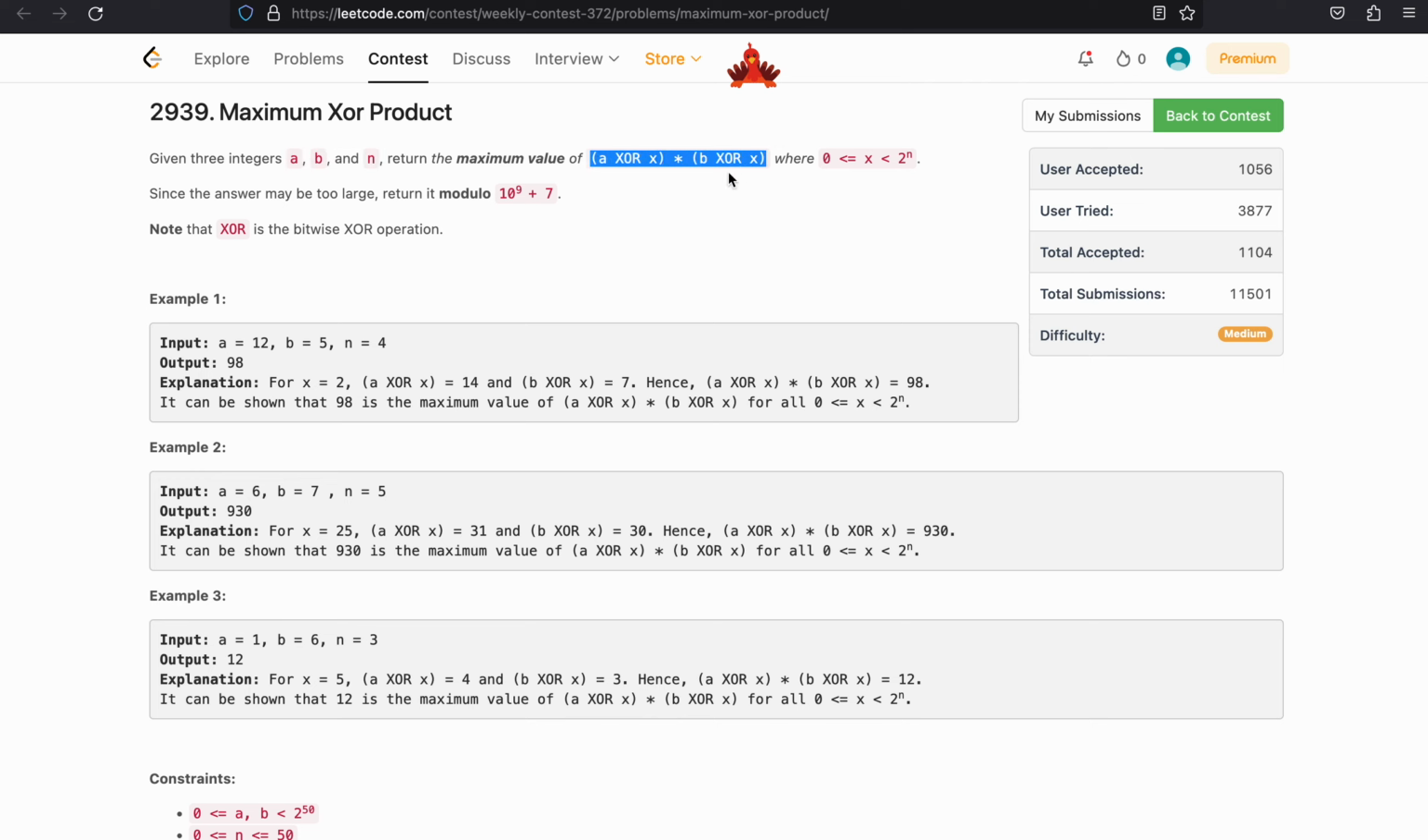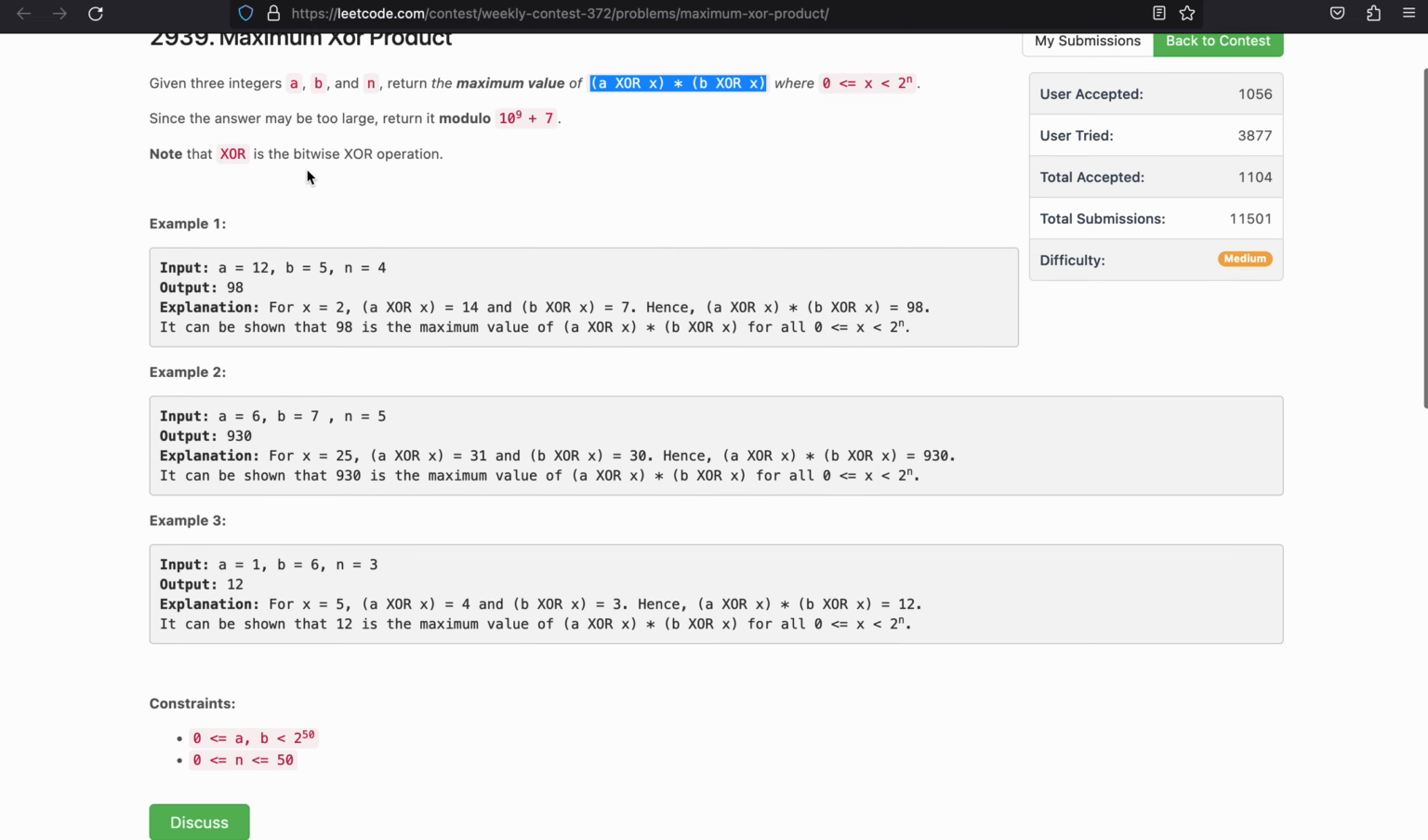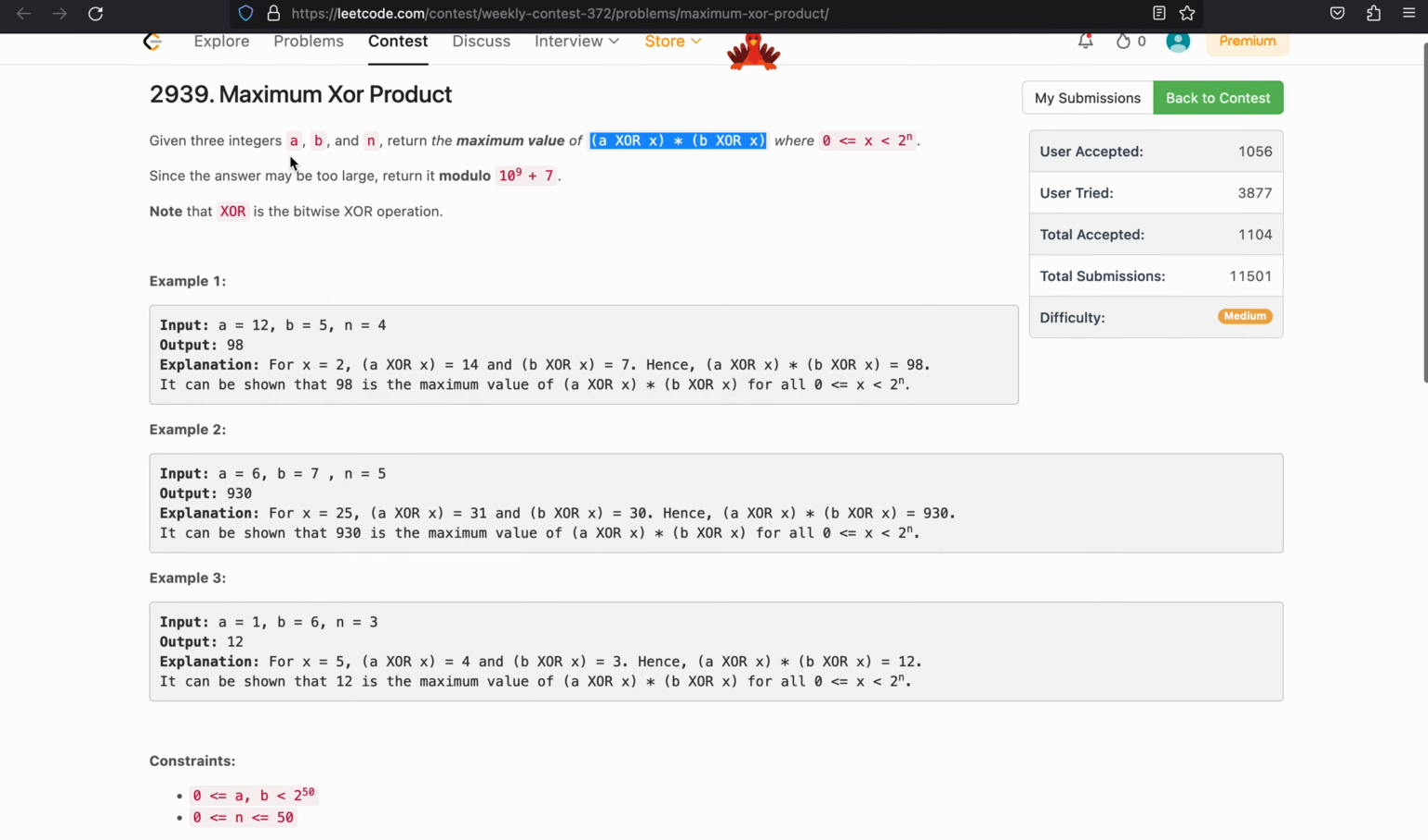So here we basically take the modulo 10 to the power 9 plus 7. And here the XOR is the bitwise XOR operation. So basically we have to maximize (a XOR x) times (b XOR x).